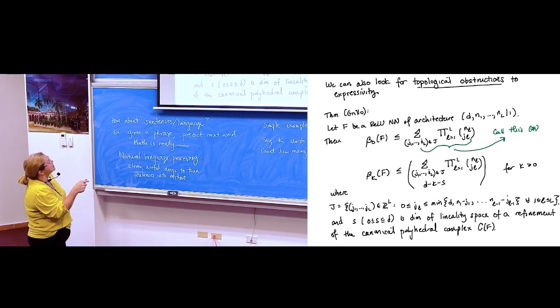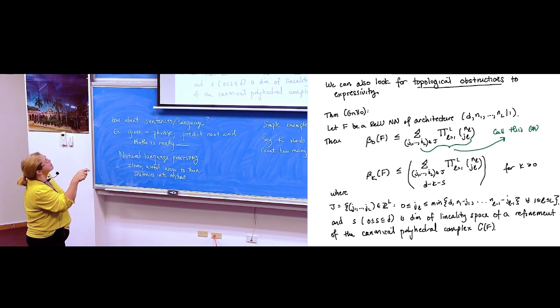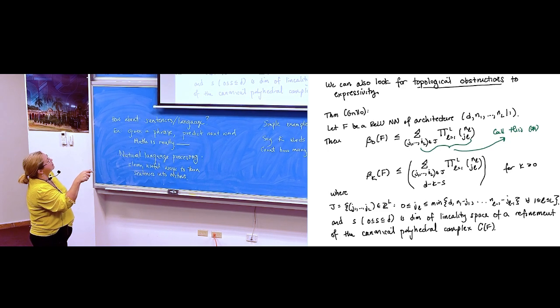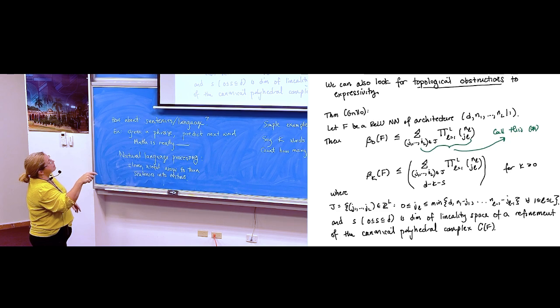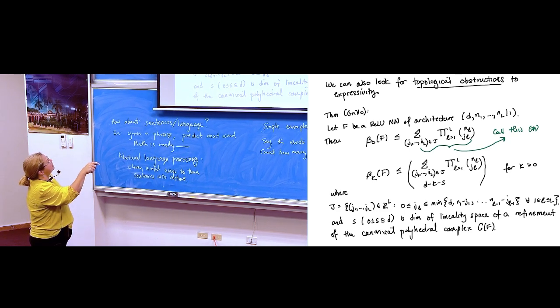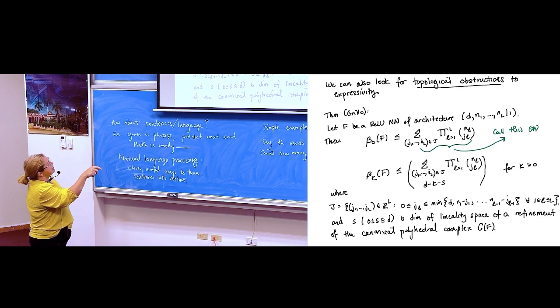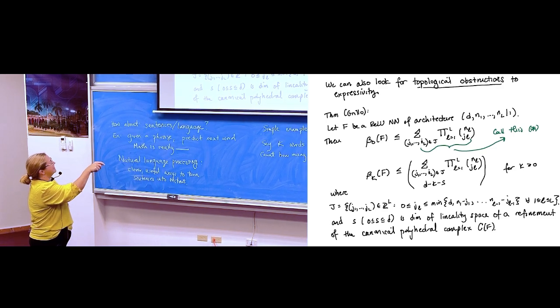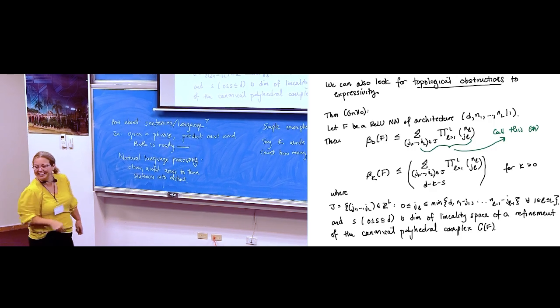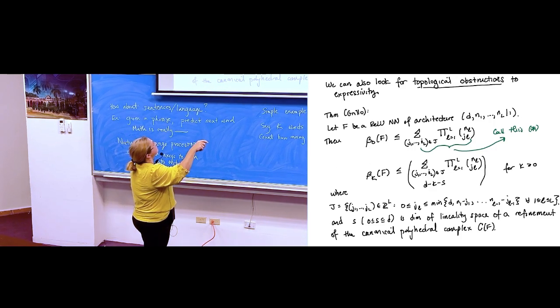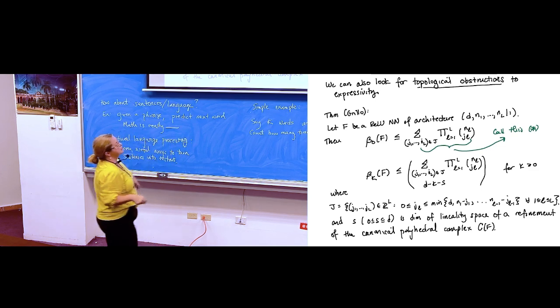He proved this theorem. Again, there's a bunch of numbers, but what does it say? It says, let F be a ReLU neural network of this architecture. Then the 0th Betti number is bounded by something, and the other Betti numbers are also bounded by something. And what is this something? Well, we'll talk about that in a moment.